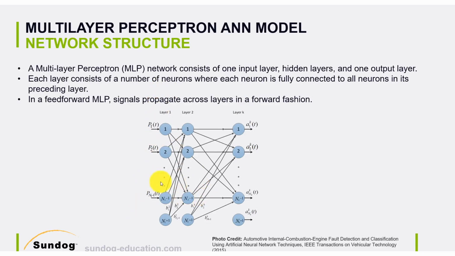So we have our input layer. We have our different hidden layers. We can have as many hidden layers as you want, okay? And again, the multi-layer perceptron network consists of 1 input layer, hidden layers, and 1 output layer. And again, all the inputs propagate through the network to generate our output, all right?